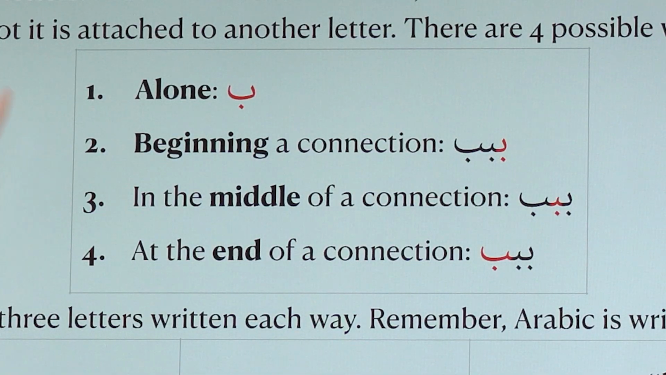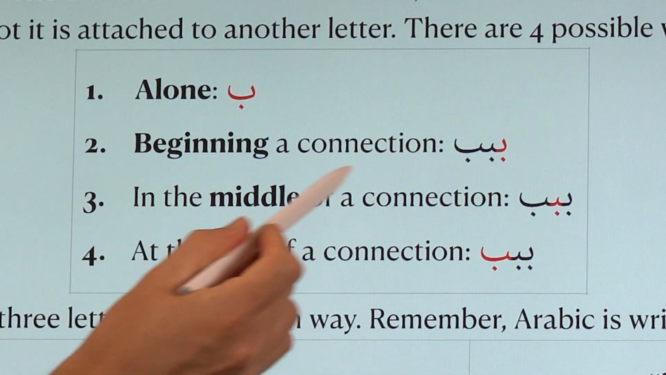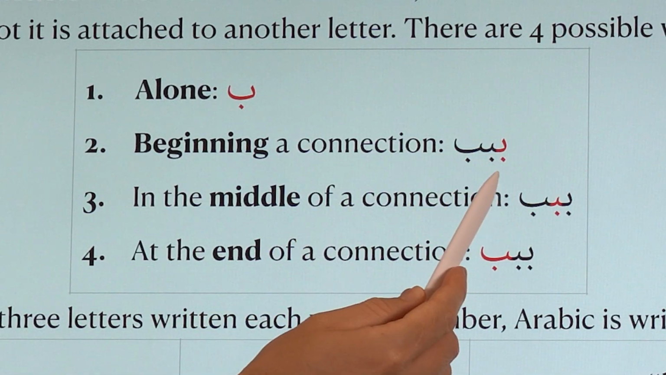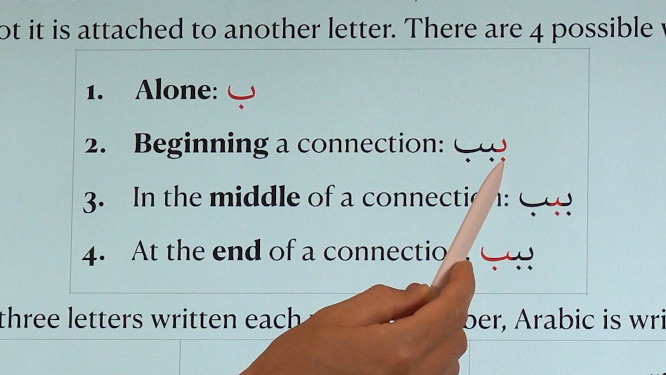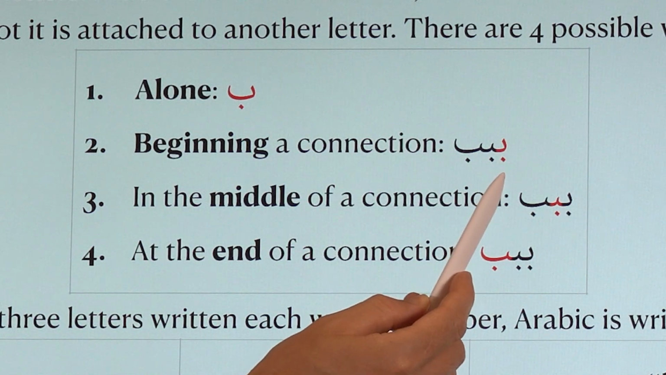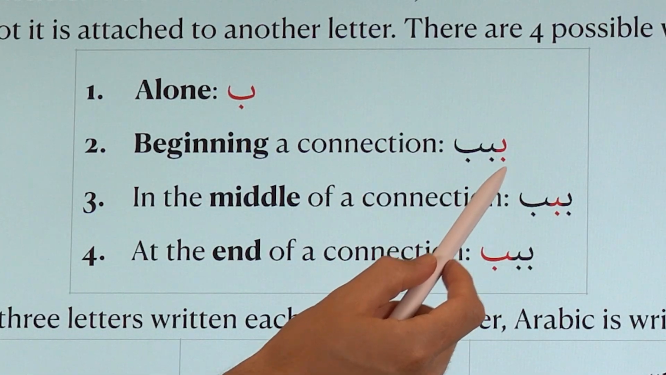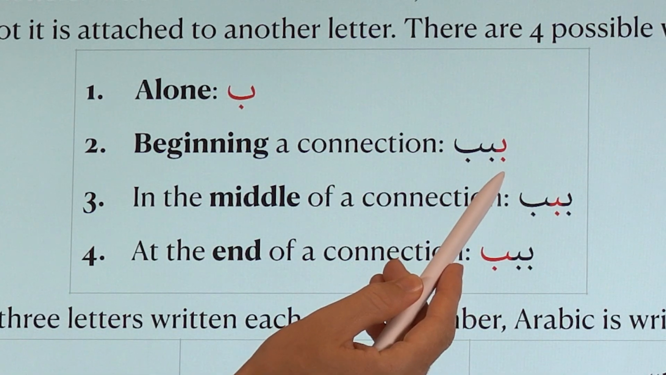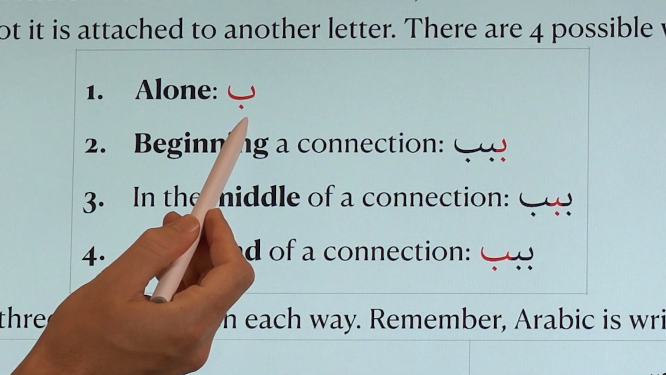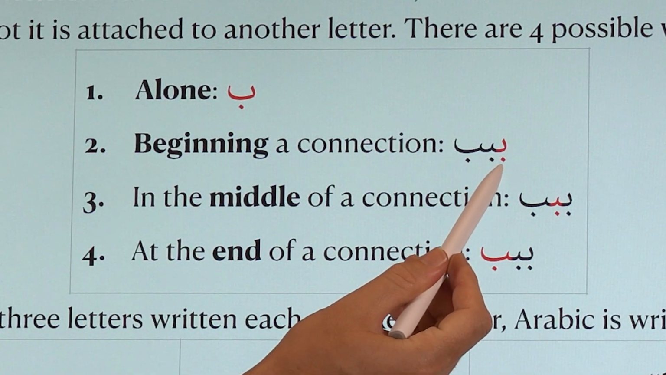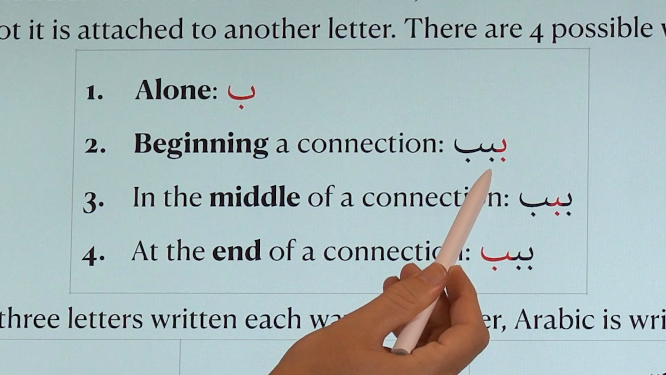However, sometimes the letter ba may be the beginning of a connection. Now remember, Arabic is written from right to left. So on the right, we see the beginning of this collection of letters. And what we see in red is how the letter ba looks when it begins a connection. So for example, if the letter ba begins a word and connects to the letter after it, it will look like this ba in red. Now of course, it doesn't look too different from how the ba is written alone. It still has that dot underneath. However, that U shape connects to the letter after it. So it looks slightly different.